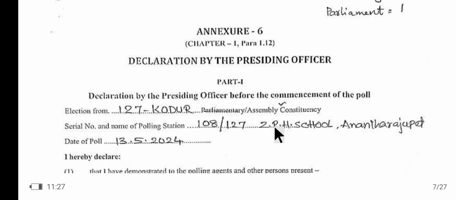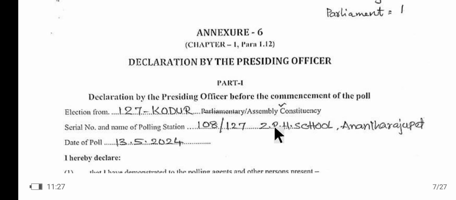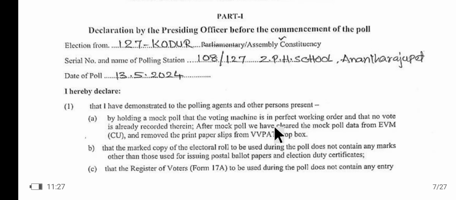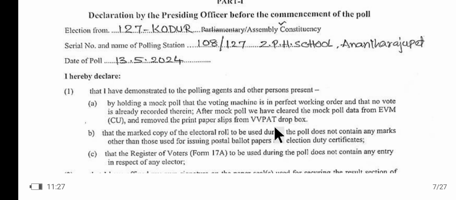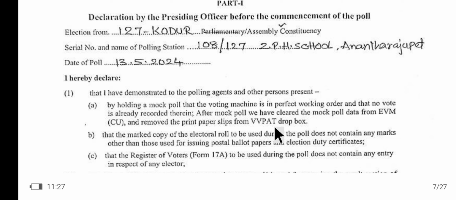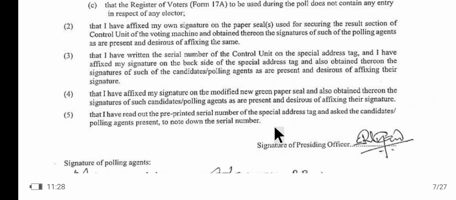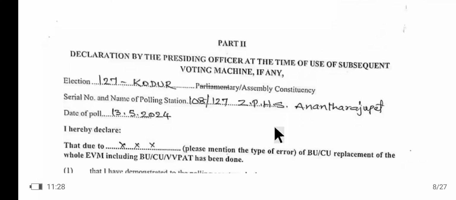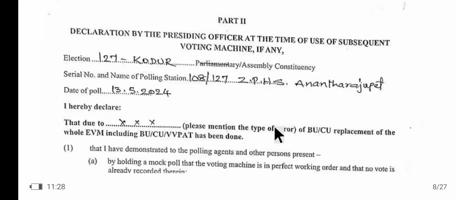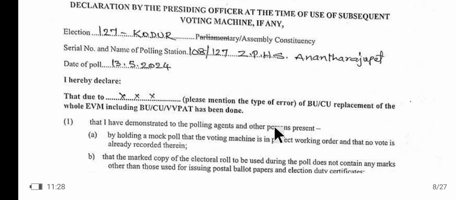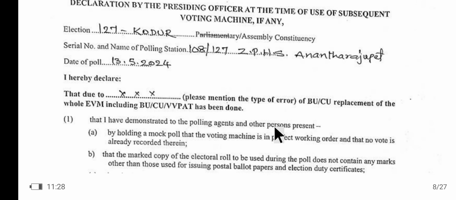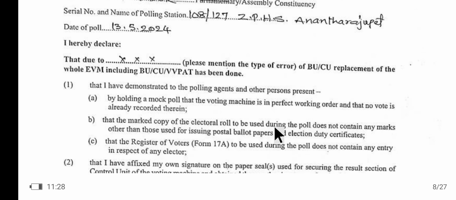So for the assembly constituency and parliamentary constituency, the first one is the Presiding Officer's declaration before commencement of the poll. Please look at the date and relevant details as per your allotted constituency and polling station number and name, and fill in and get the required signatures. Then followed by Part 2, declaration of the PO at the time of use of a subsequent voting machine. If there is a situation that you have gone for replacement, then the details should be noted here.